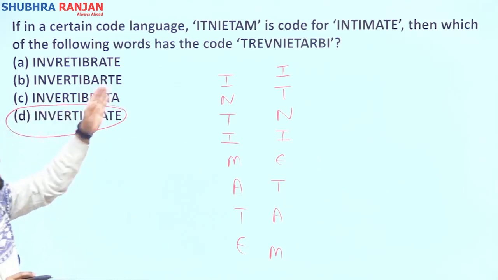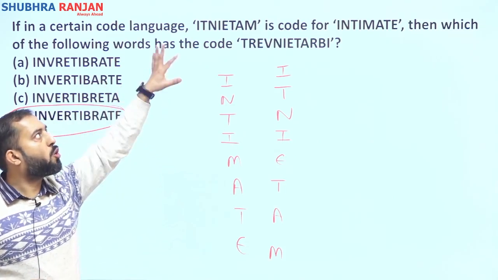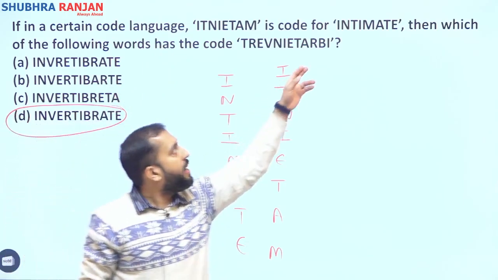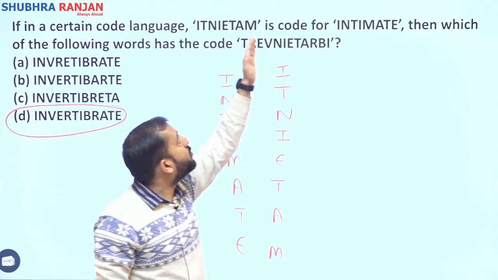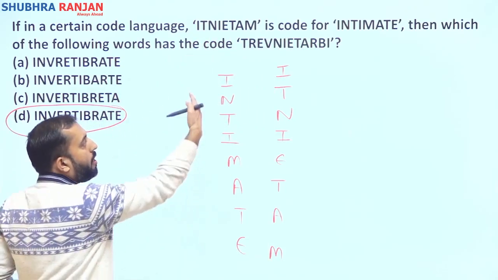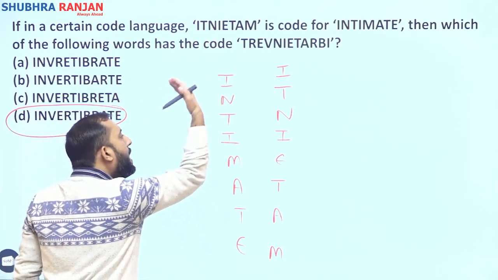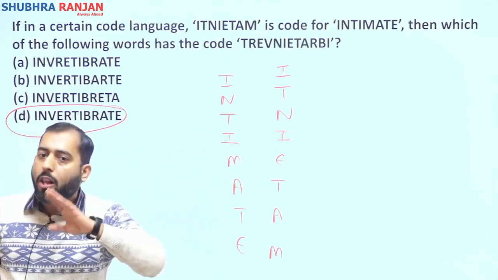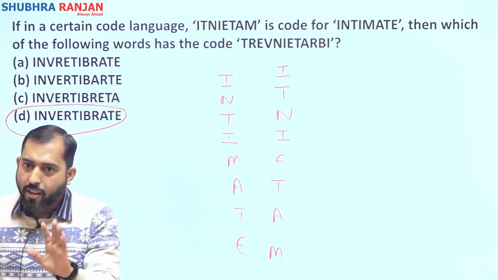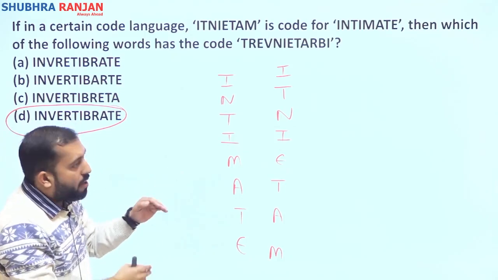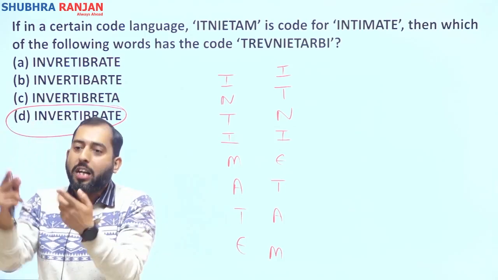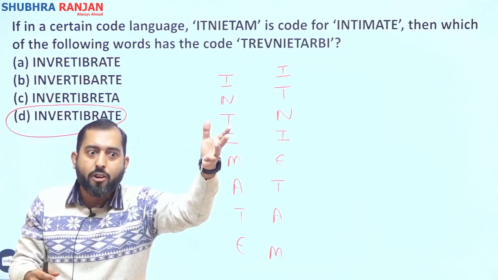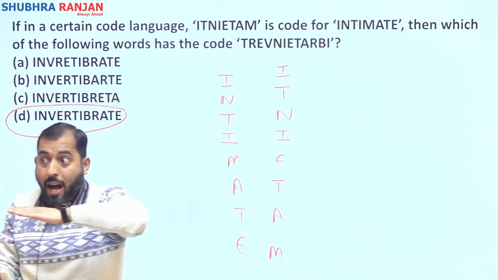Listen, in this case, the code is given first and then there is the original word. So, intimate is the original word and the code is given first, okay? If we analyze it, I can see this question is justifying all the conditions of type 1. I told you, it might be possible that only two letters get interchanged, or that the entire word has been interchanged, or that half of the letters have been.